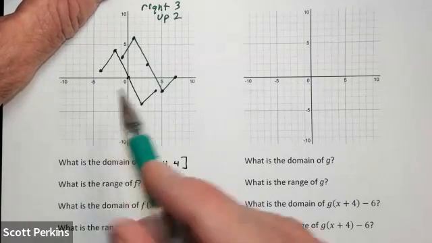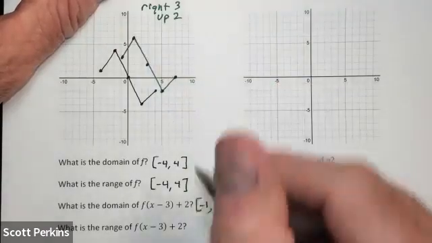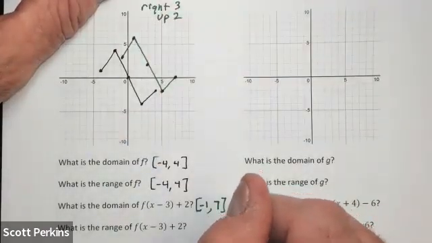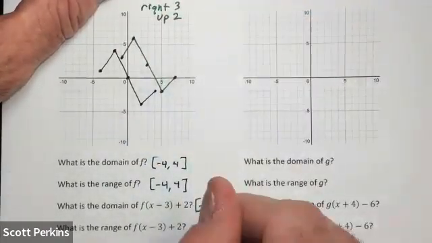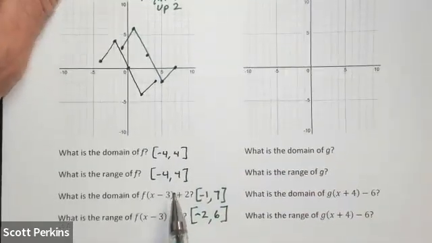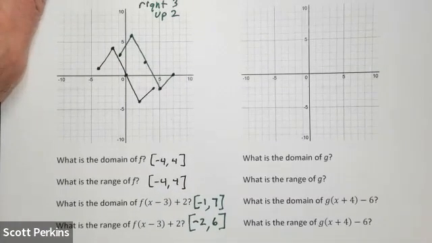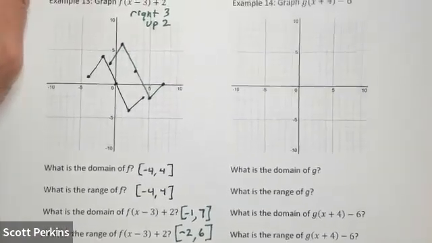And then up 2, we're looking at the graph. That means my top point here is 6. And then the bottom point is -2. And again, that's what I get when I shift both ends of the original range up 2. You get -2 to 6. Okay, so no differences there.